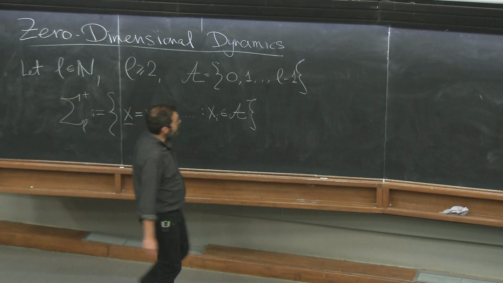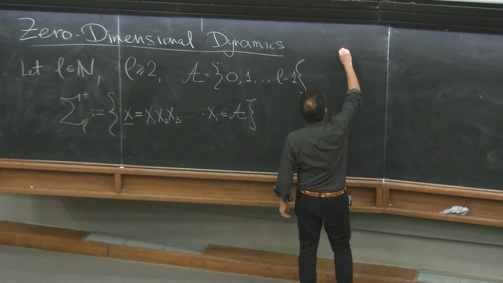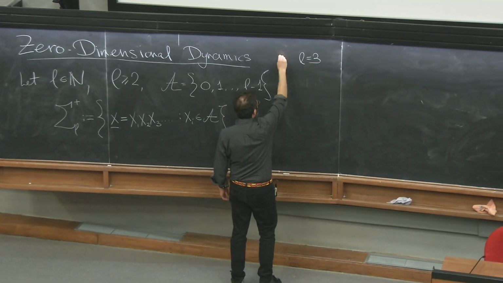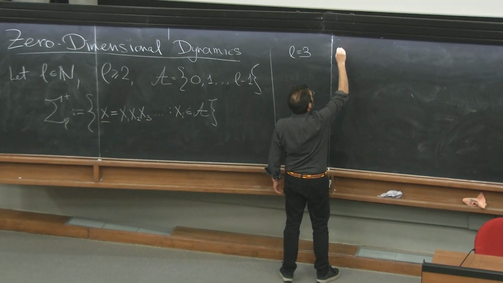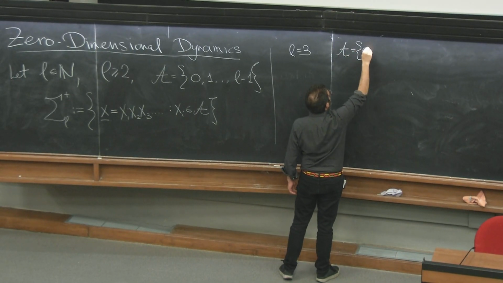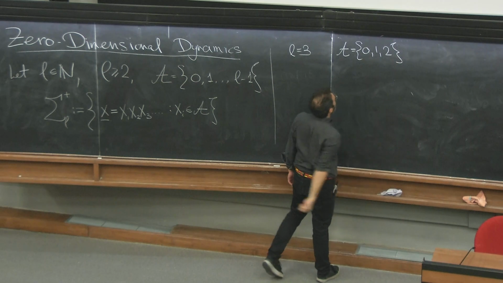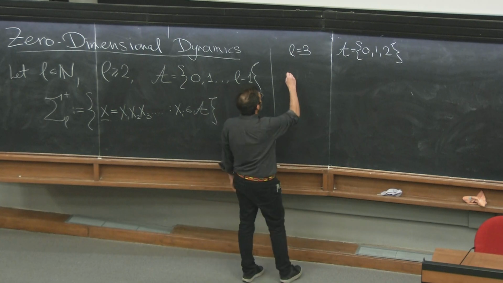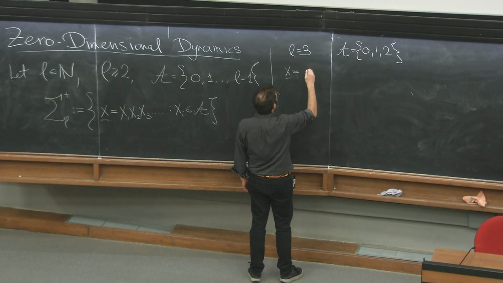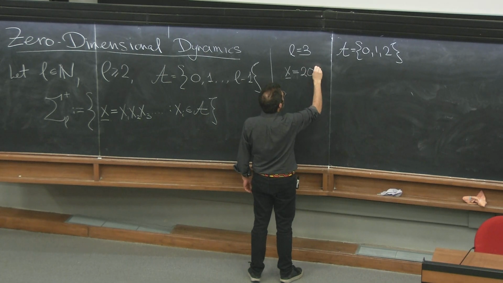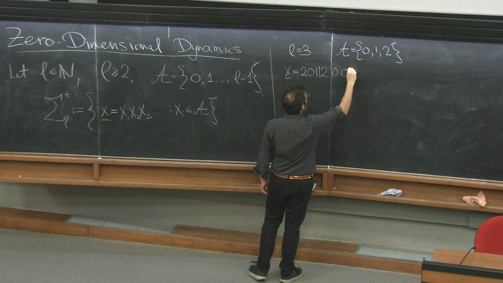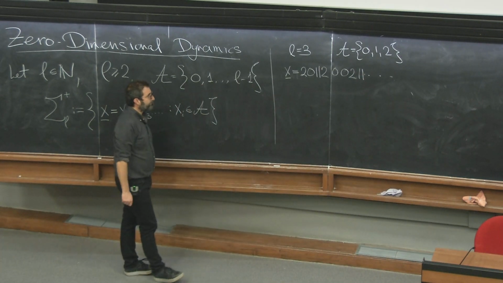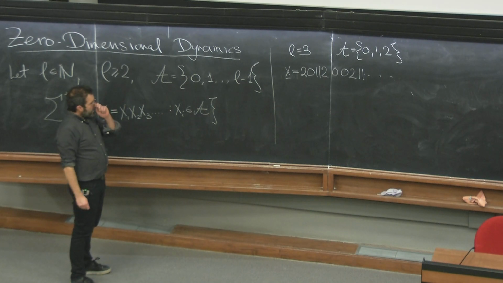So for example, let's choose L equals 3. It's a very natural choice. And then A is just 0, 1, and 2. So every sequence is an infinite sequence of 0s, 1s, and 2s. So for example, we have x bar maybe equal to 2, 0, 1, 1, 2, 0, 0, 2, 1, 1, whatever. Okay, this is an infinite sequence. So this is just a set.